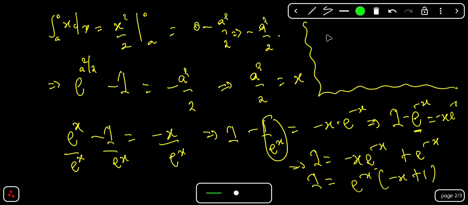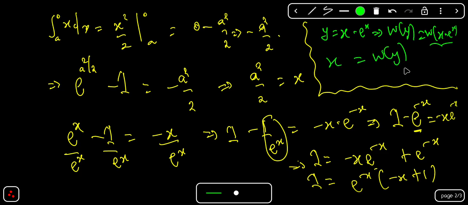Here's the definition. If you have y equals x multiplied by e raised to the power of x, then if you take the Lambert W function of both sides, we have Lambert W function of y equals Lambert W function of x multiplied by e raised to the power of x. Then the Lambert W function of x multiplied by e raised to the power of x will be x. So that will be x, then equals Lambert W function of y. That is, I want this exponent to be something like this. Then what am I going to do?